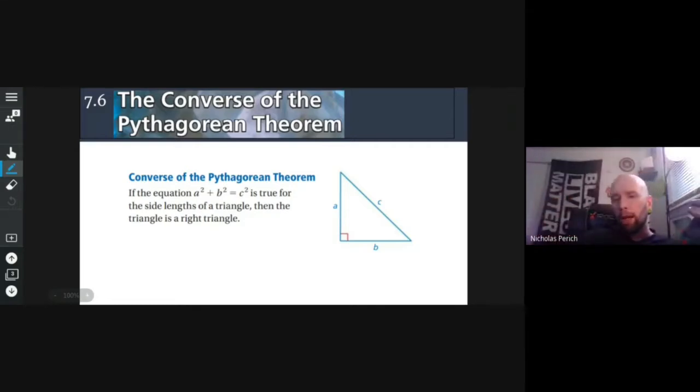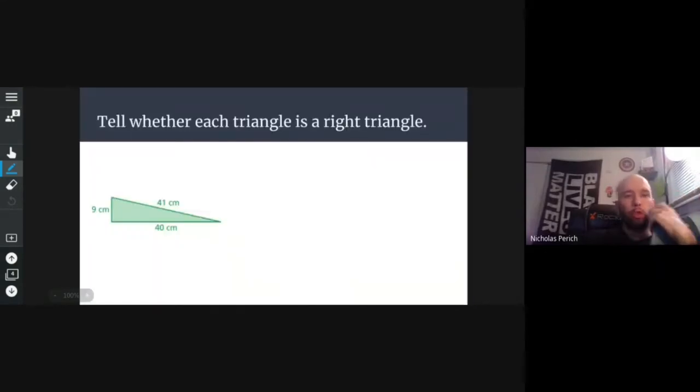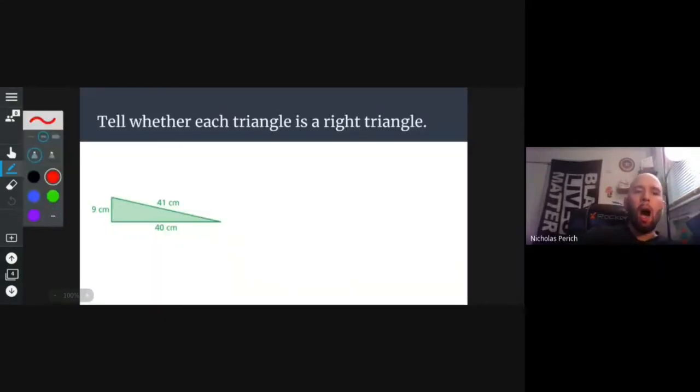So a squared plus b squared has to equal c squared. If it does, then it's a right triangle. If it doesn't, it's not a right triangle. And that's what we're doing today. So I have to see if this is a right triangle or not a right triangle.